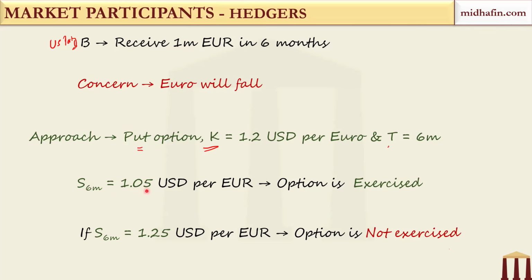The party might also suffer a virtual loss. The premium might be lost. Why? Because if, suppose, the exchange rate becomes $1.25 per euro, then the party will receive 1 million euros in 6 months and the party will sell those 1 million euros at the market price, because the market price is higher than what the option is offering.